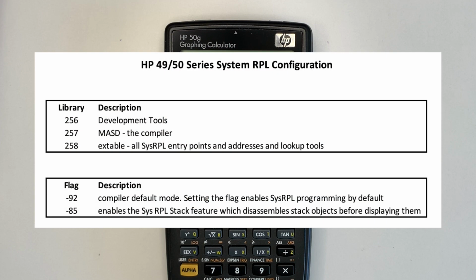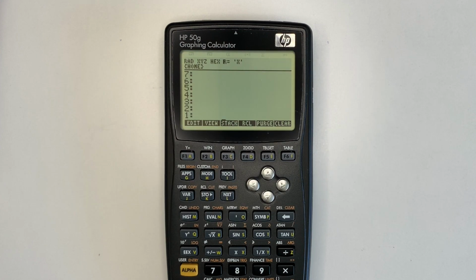A number of system flags are also used to configure the calculator for SysRPL programming. Flag -92 controls the compiler default mode. Setting the flag enables SysRPL programming by default. It is also possible to switch modes with directives if you need to change from your default, for example, to machine code. Flag -85 enables the System RPL Stack feature, which disassembles stack objects before displaying them. This lets you see the code in the object instead of a lot of external references. So we'll set system flag 92 to enable SysRPL by default.